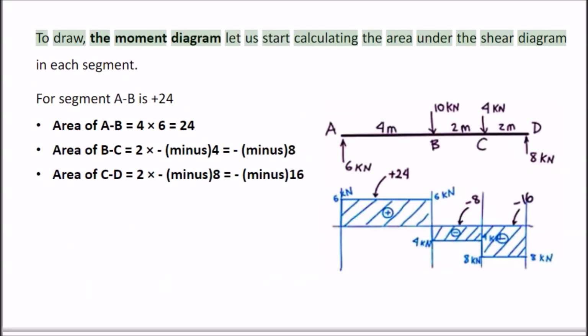To draw the moment diagram, let us start by calculating the area under the shear diagram in each segment. Area of AB equals 4 times 6 equals 24. Area of BC equals 2 times -4 equals -8. Area of CD equals 2 times -8 equals -16.